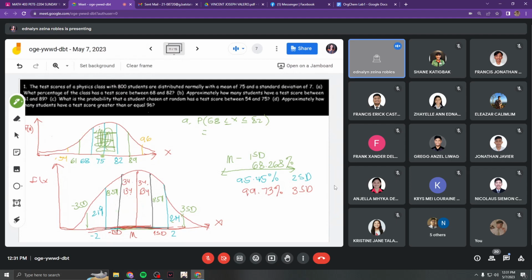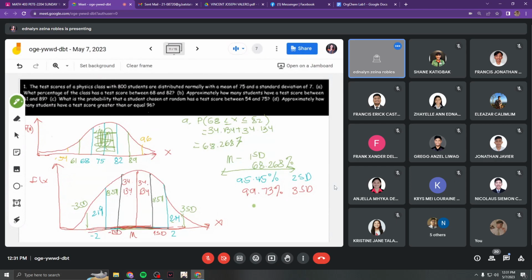So alam natin that the first step standard deviation is 34.134%. At itong 82 is the first step also of the standard deviation. At sabi natin dito sa baba that it is equal also to 34.134%. So I can now answer the problem that the percentage of the class that has a score between 68 and 82 is 68.268% using this graph. Pero paano ko po mapapatunayan na tama talaga yan?